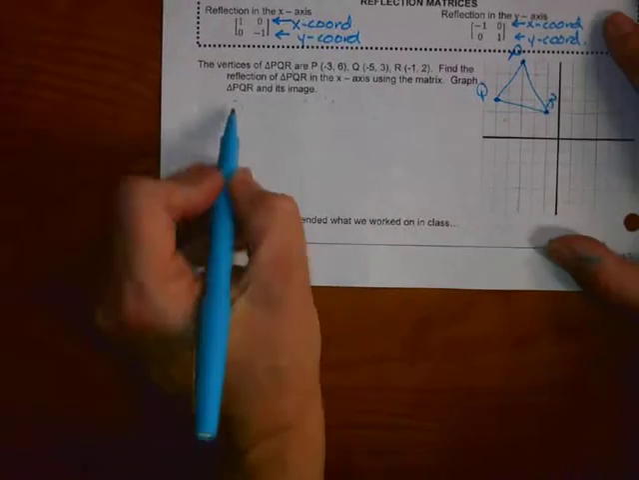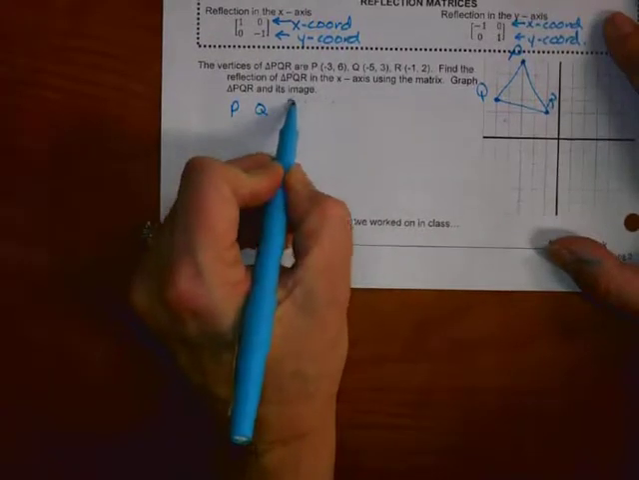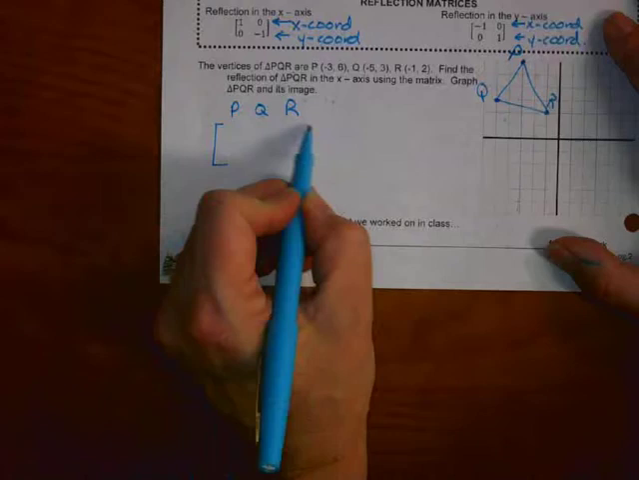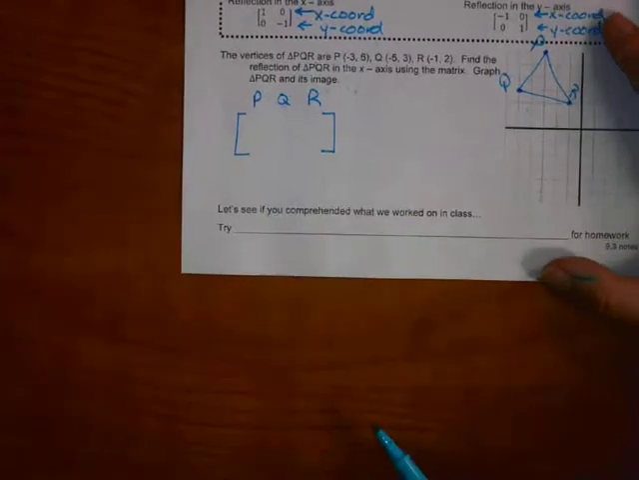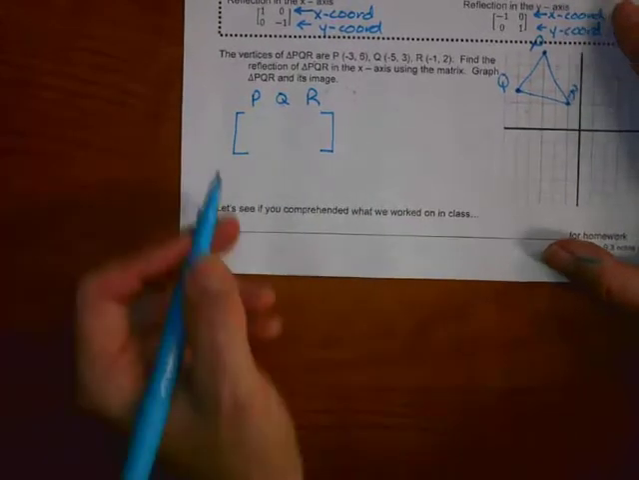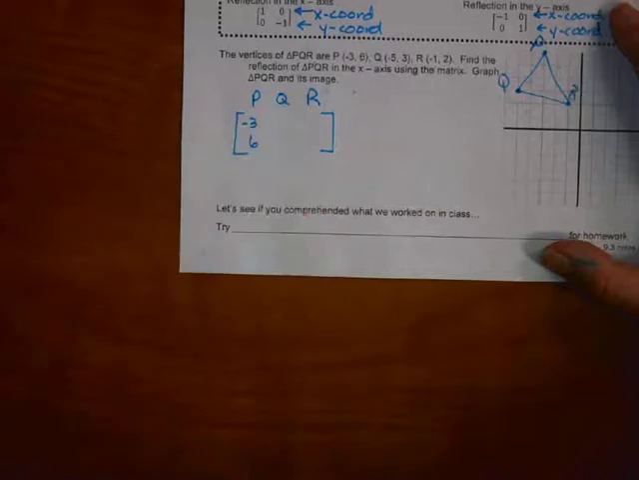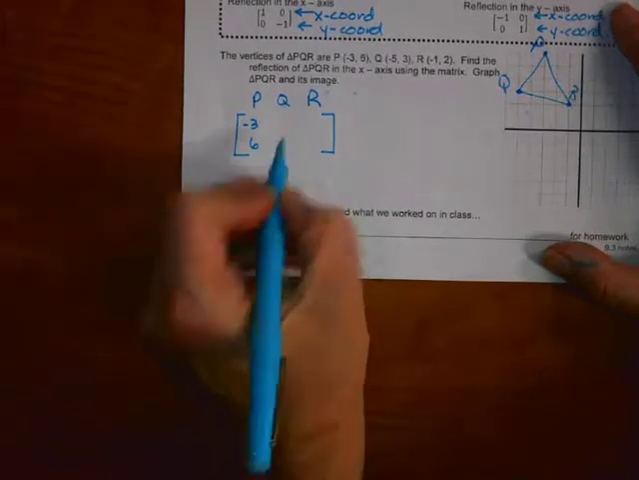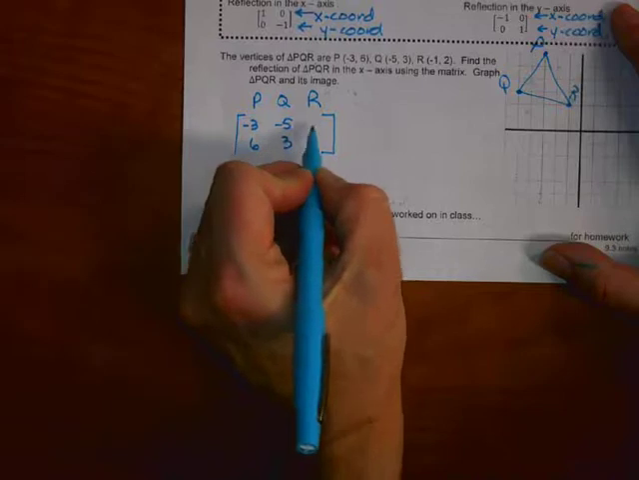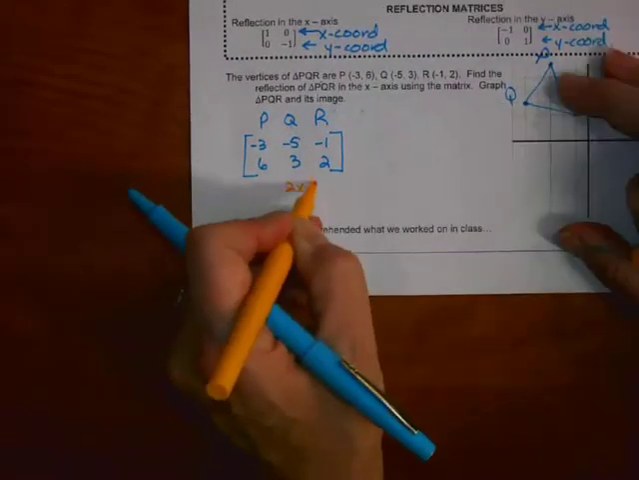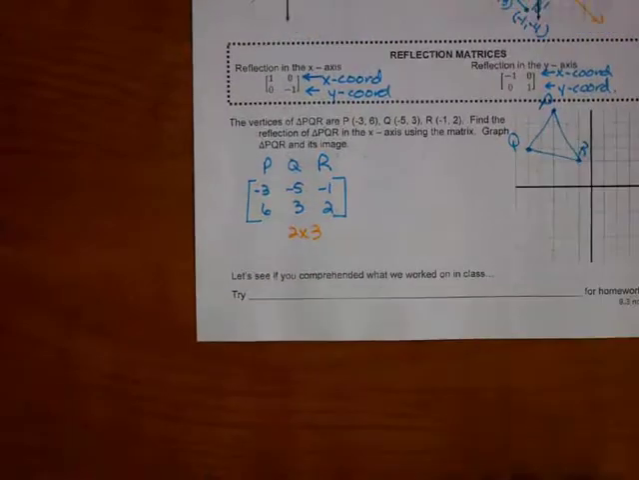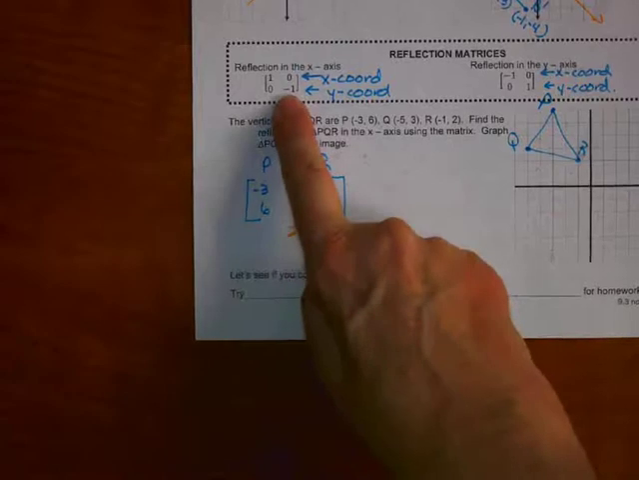So remember, you have to set up the matrices for PQR. Remember, the x-coordinates go first, so this is negative 3, 6 for point P. Q is negative 5, 3, and R is negative 1, 2. So this is a 2 by 3. Let's keep that in mind. Now, if I've got to reflect it over the x-axis using matrices, I need to multiply it by this one.